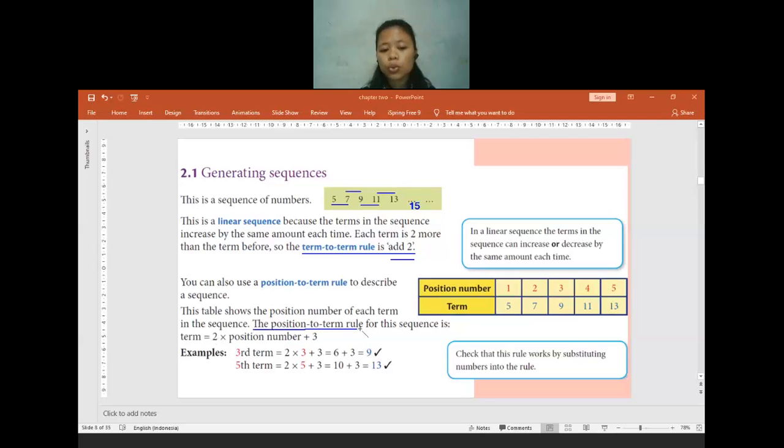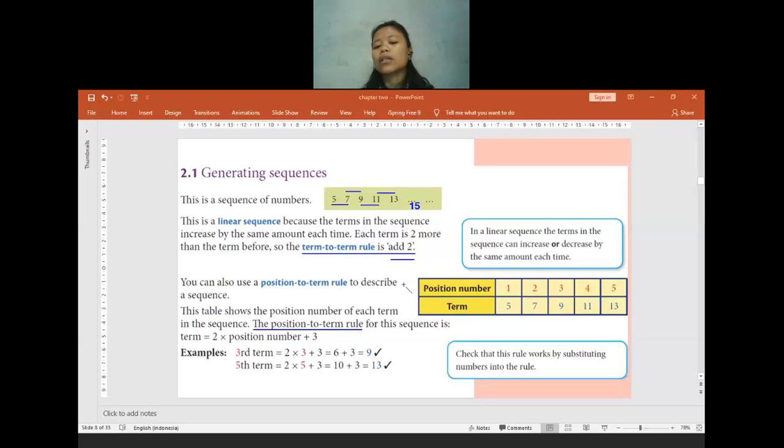What is a position-to-term rule? A position-to-term rule is like a formula given to find the term. So the first number here we call the first term. The second number we call the second term. The third number we call the third term. The fourth number we call the fourth term, and so on. So here there will be a position-to-term rule, which is a way to find the term without checking one by one.